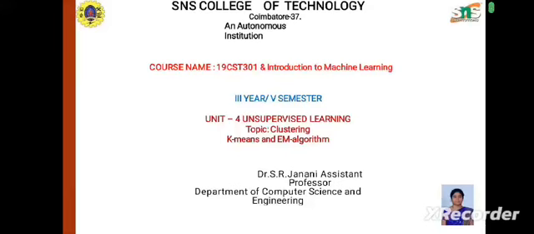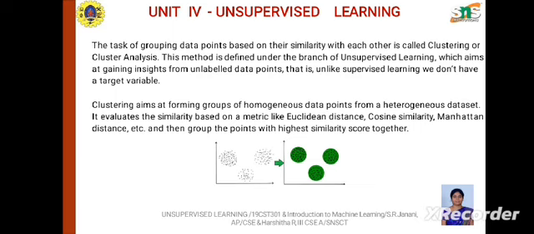Hello everyone. Today we are going to see the topic of unsupervised learning based upon the clustering methodology using k-means and the EM algorithm. The first thing is unsupervised learning. The task of grouping data points based on their similarity with each other is called clustering or cluster analysis. This method is defined under the branch of unsupervised learning, which aims at gaining insights from unlabeled data points, unlike supervised learning.